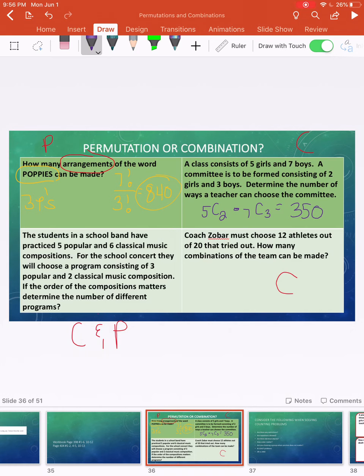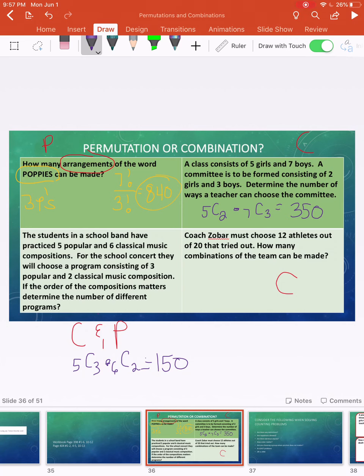The students in a school band have practiced 5 popular and 6 classical musical compositions. For the school concert, they will choose a program consisting of 3 popular and 2 classical. If the order of compositions matters, determine the number of programs. So let's choose our songs first. So out of the 5 popular, we're choosing 3. And out of the 6 classical, we're choosing 2. So on our calculator, we're going to type 5 choose 3 times 6 choose 2. So this represents all the different combinations of songs that I could pick.